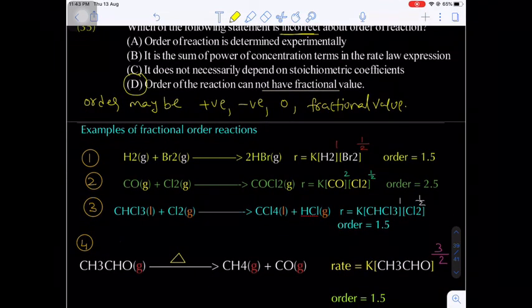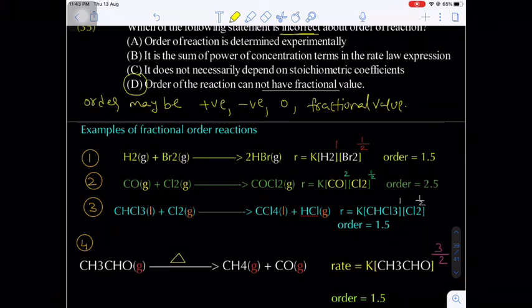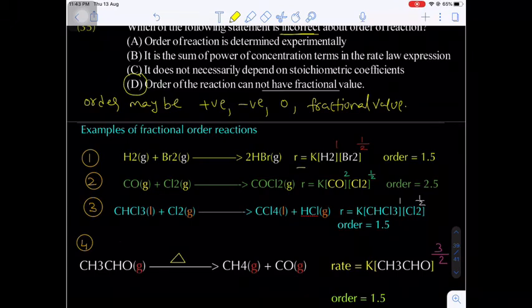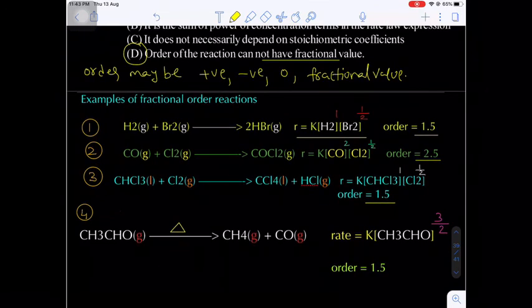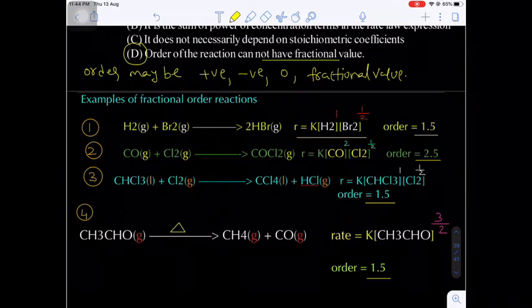If you have any doubt, I have given some fractional order reactions here. Here H2 plus Br2 gives 2HBr, the rate expression is R equal to K into H2 to the power 1 into Br2 to the power 1 by 2. So the total order will be 1.5, which is a fractional order. In the second example you have order 2.5. In the third example you have 1.5. And in the fourth example you again have order 3 by 2, which is 1.5. So order may be positive, negative, or 0, and order may even exist as a fractional value. It is purely dependent upon the experimental data.